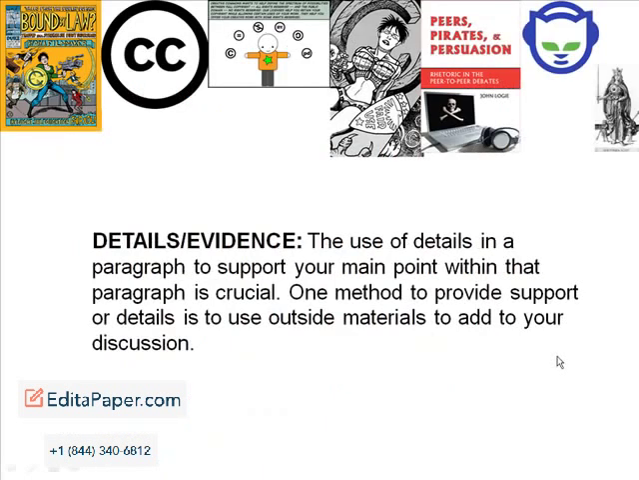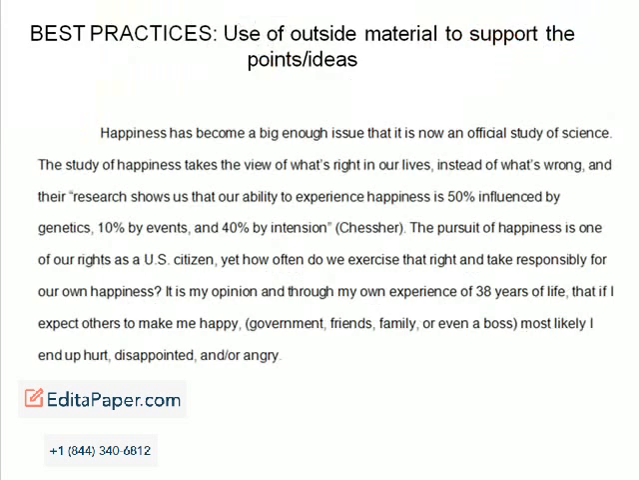Details and evidence. The use of details in a paragraph to support your main point within that paragraph is crucial if you want a 2.0 or above. One method to provide support or details is to use outside materials to add to your discussion. Okay, so this is a text taken from a student paper. Happiness has become a big enough issue that it is now an official study of science. The study of happiness takes a view of what's right in our lives instead of what's wrong, and their research shows us that our ability to experience happiness is 50% influenced by genetics. Okay, and here's the quotation marks. And this quote was blended into the sentence, so that makes it easier to read as well.